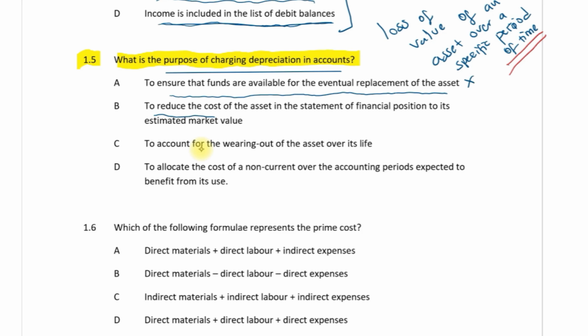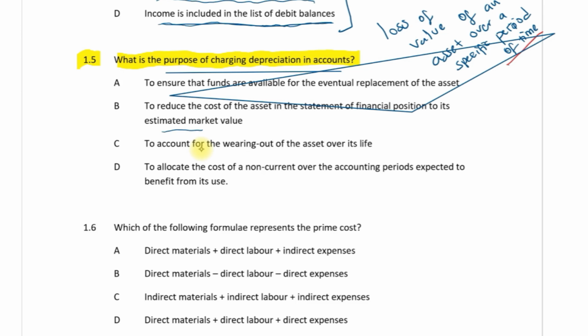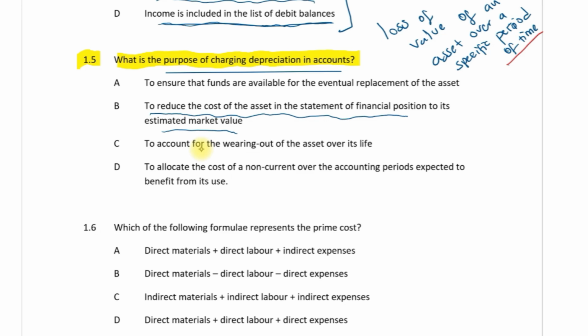B, to reduce the cost of the asset in the statement of financial position to its estimated market value. Did you see what just happened? My screen just went haywire. So let me just correct that. Okay, I'll read that again. To reduce the cost of the asset in the statement of financial position to its estimated market value. No, it sounds correct, but this is not the reason why you charge depreciation in accounts. This one I indicated no. It can't be.